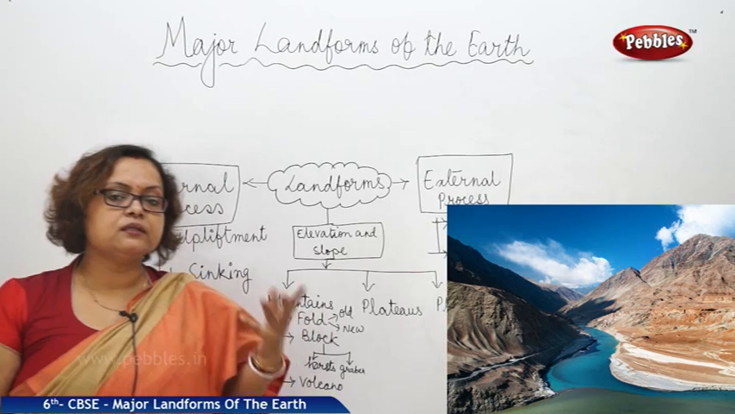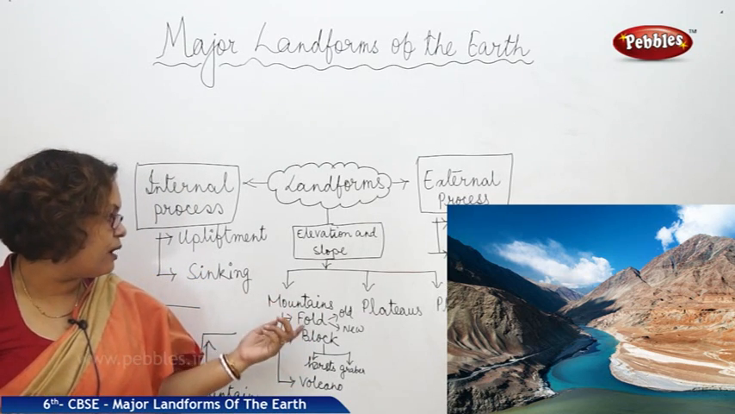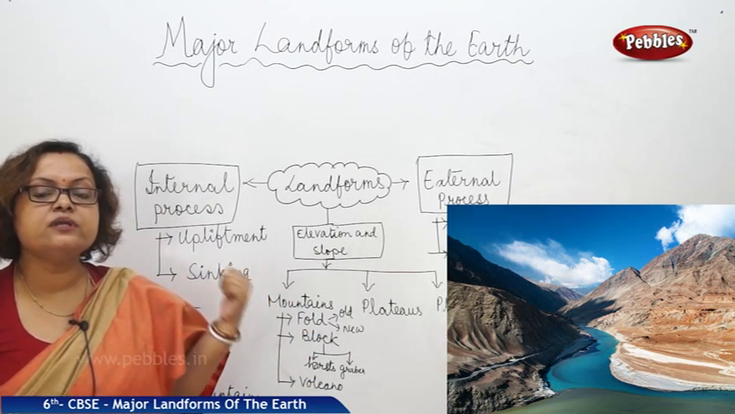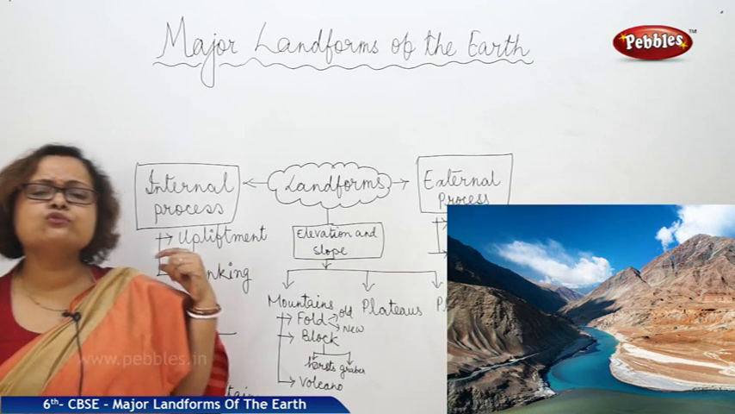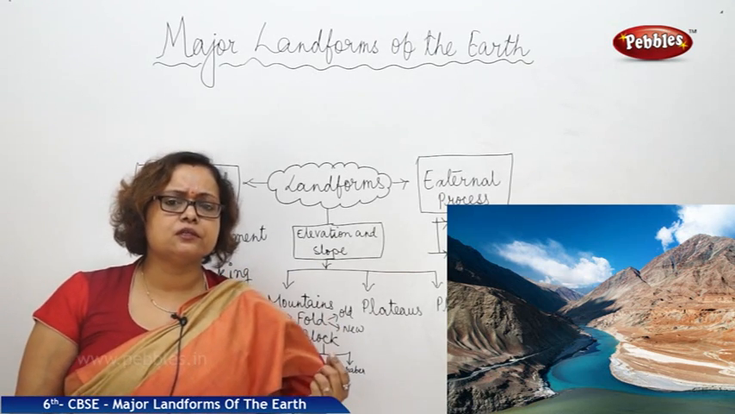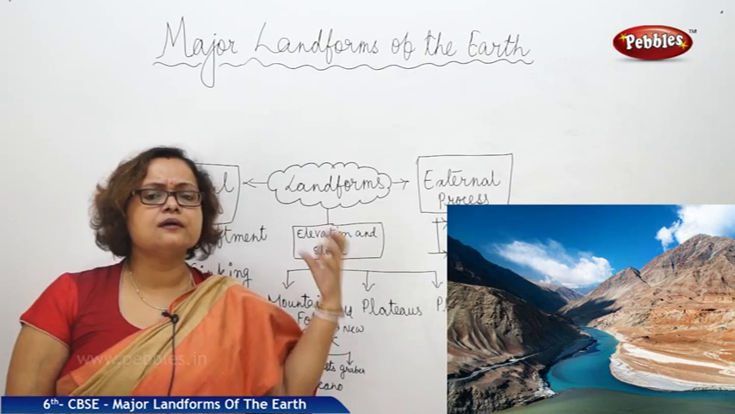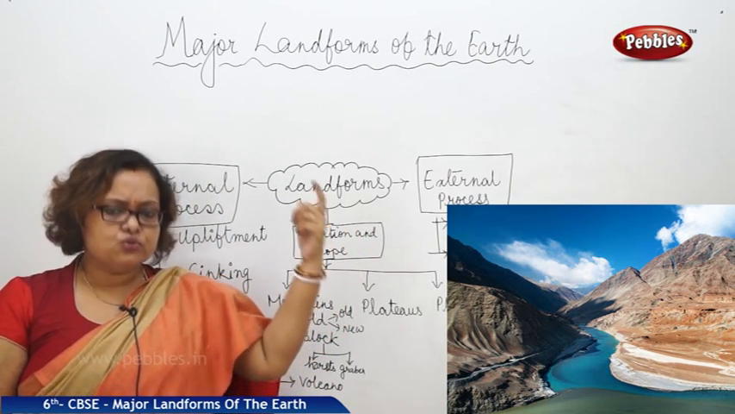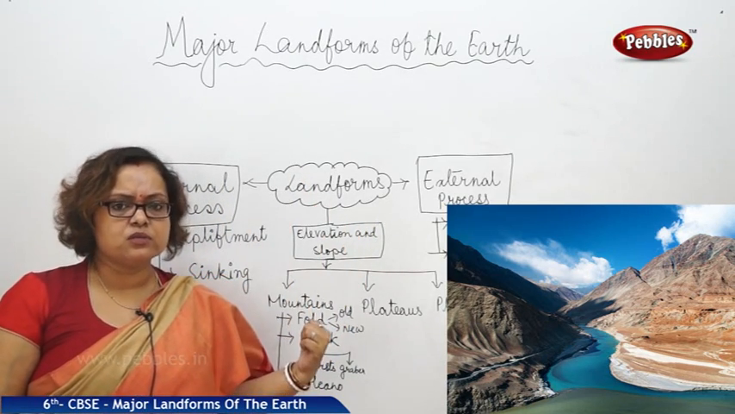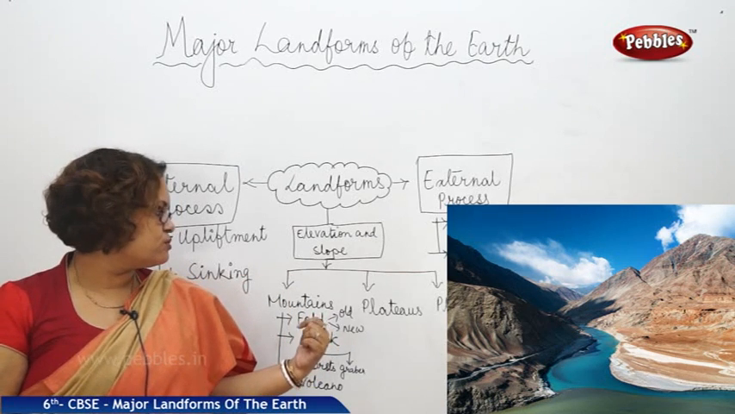The third most important point for the mountains, we can say, is that mountains are the place where most of the rivers originate from the glaciers that are situated in the mountain. So if we need rivers, we need mountains. We need to preserve mountains also.